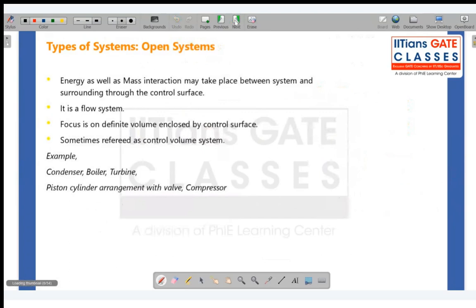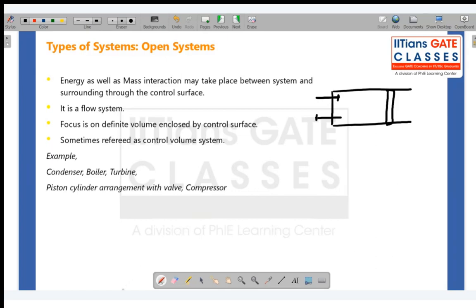Okay, now next is the open system. What is an open system? Simple. Open system means whatever restrictions we had, now we don't. Let's say we have a piston cylinder arrangement, and we have valves here.